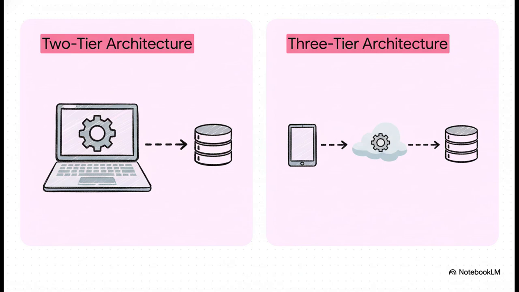A huge choice you have to make early on is how you structure this thing. With a simple two-tier model, your computer, the client, does a lot of the heavy lifting. But in a more modern three-tier model, the work is split up. Your device only handles the display, while separate servers handle the thinking and the data. It's a lot more scalable and way more secure.